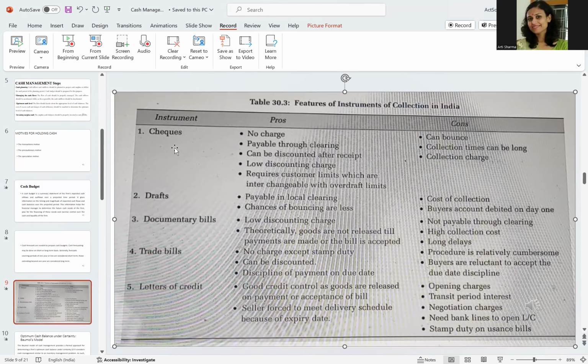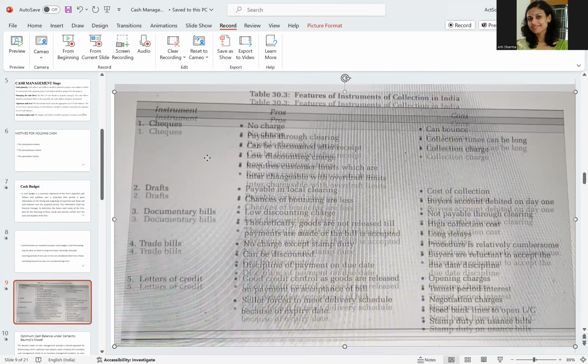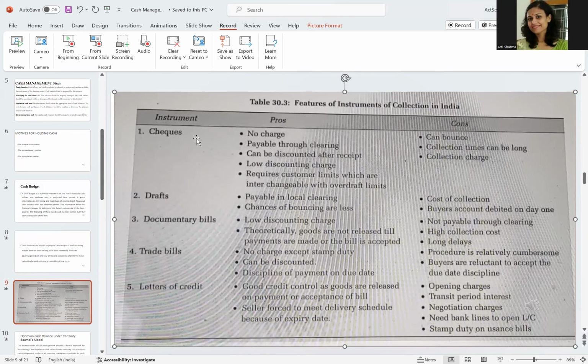So these are the pros and cons of these instruments related to cash, like check. So as we know that checks have no charge and they are payable through clearing. They can be discounted after receipt, low discounting charges, and they require customer limits which are interchangeable with overdraft limits. And now what are the negative things with check? Checks can be bounced, we all know. Collection times can be longer, and the collection charges. These are the shortcomings of check.